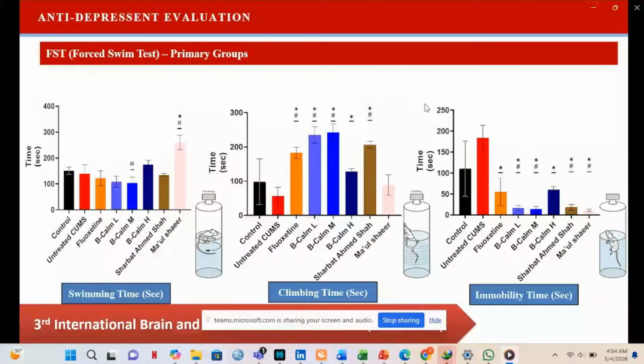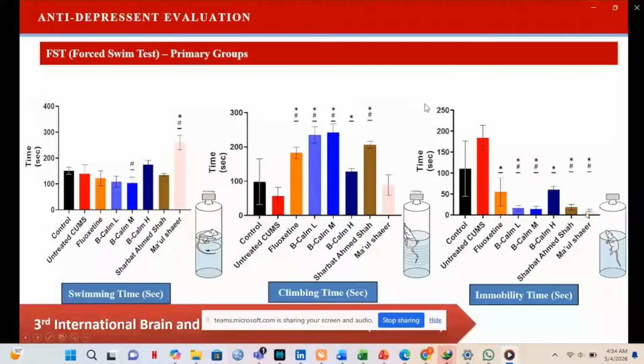All other groups show a positive and significant decrease, but in comparison to all the groups, Maushahir showed the greatest decrease. And when we see the secondary group, or the combined or synergistic group, we can see that the combination of Maushahir with BCAM, Maushahir with barley water, and Maushahir with Ashwagandha showed significant activity in swimming time, as well as Maushahir alone showing significant activity in climbing time.